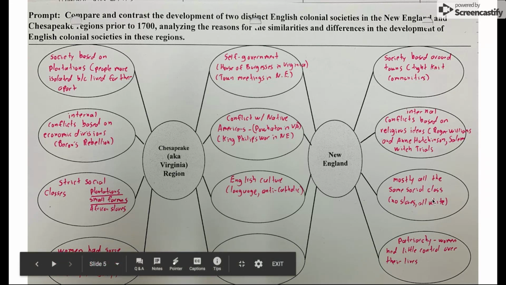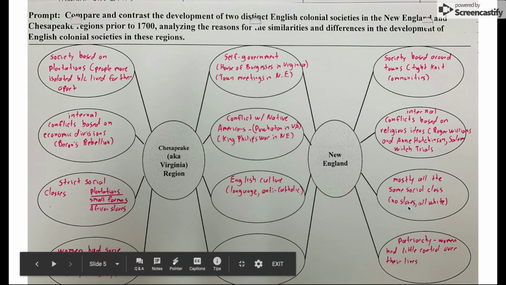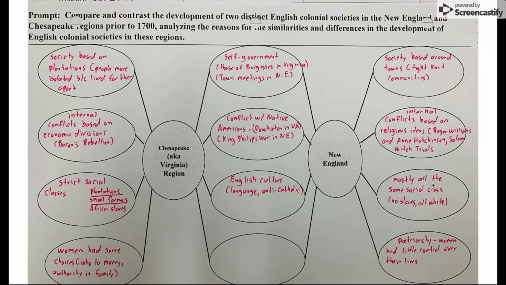On the other hand, in New England, they were mostly all the same social class. There were some differences, but they didn't own slaves. They were all white. Many of them were from that middle merchant class, as we saw from the passenger ships. So they were a little more what's called homogenous. They were more similar to each other.